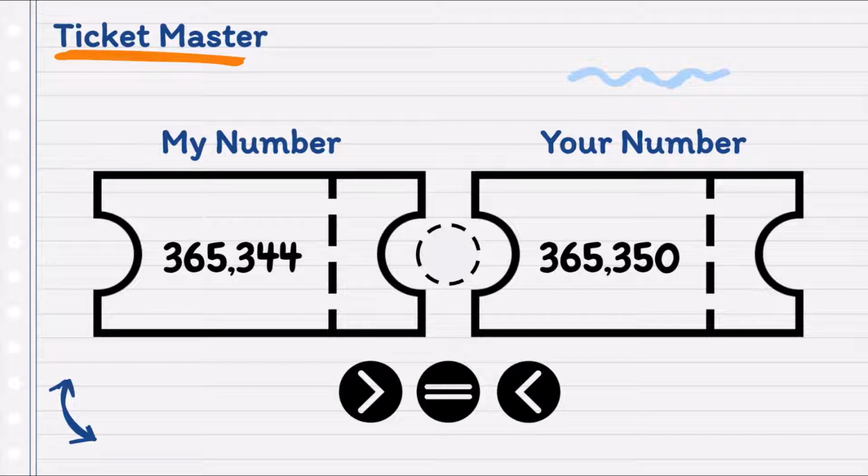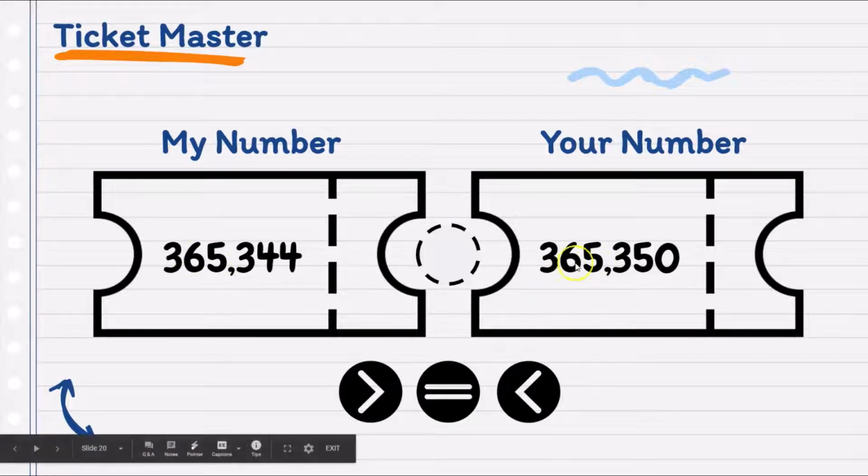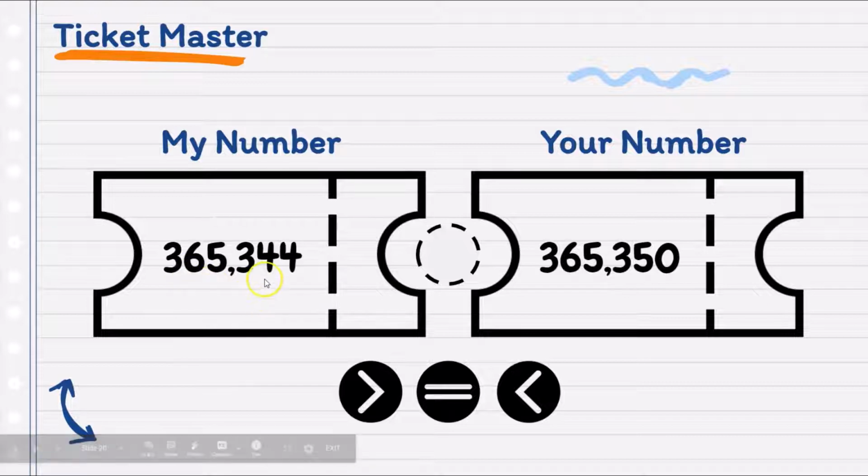I know what I'm seeing is the same is that the 100,000, 10,000, and 1,000 place values are the same in both of our numbers. We both start with 365,000. So we're going to need to focus on the hundreds, tens, and ones places at the end of the numbers. And in my number, I have 344, you have 350.